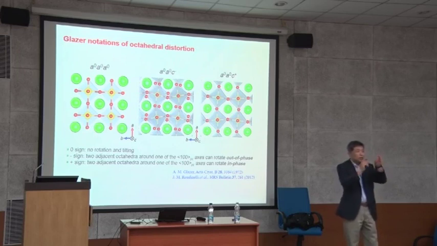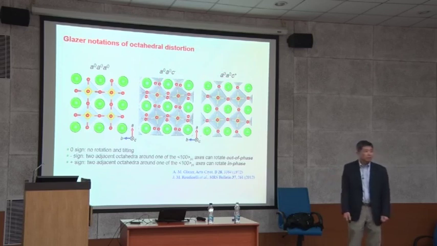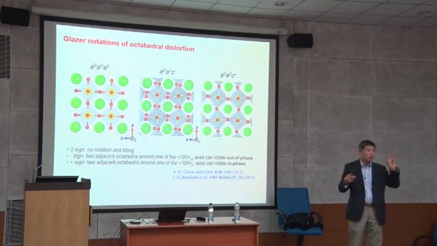And for your A, B, and C, all three degrees of freedom can be plus, minus, or zero. You have three ways you can create it. So this crystal structure is A0, A0, C plus, and this one is A0, A0, C minus. That's the Glazer notation of the three principal axes, where the rotational or tilt pattern is either in phase or out of phase.